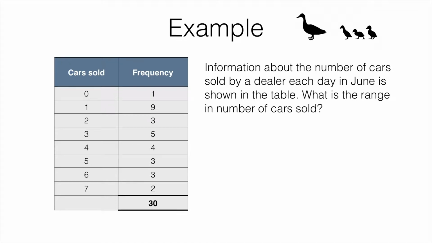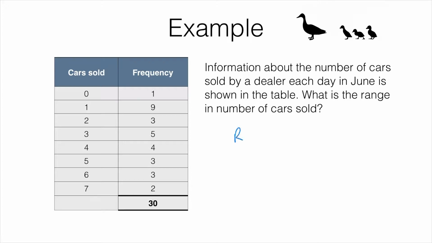In this video, we are looking at finding the range from data presented in a frequency table. Here's the example. Information about the number of cars sold by a dealer each day in June is shown in the table. What is the range in number of cars sold? So we want the range in number of cars sold. So the difference between the highest number of cars sold and the lowest number of cars sold.